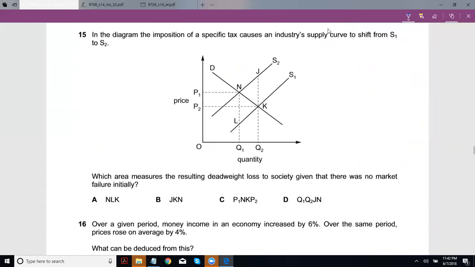In the diagram, the imposition of a specific tax causes an industry supply curve to shift from S1 to S2. Which area measures the resulting net welfare loss to society, given that there was no market failure initially? Given that there was no market failure initially, it's not a better point for social allocation. They're just both the same points. So you don't look at stuff of that sort. Just look at it normally. If you look at it normally, it would be this particular area, specific tax. That'd be J, K, and N.